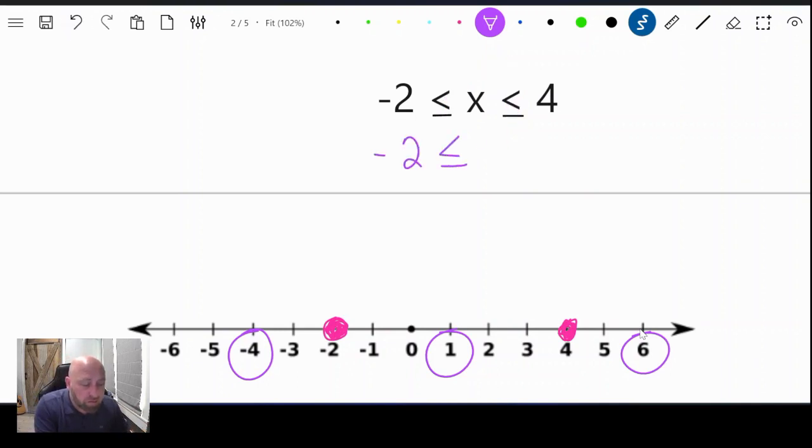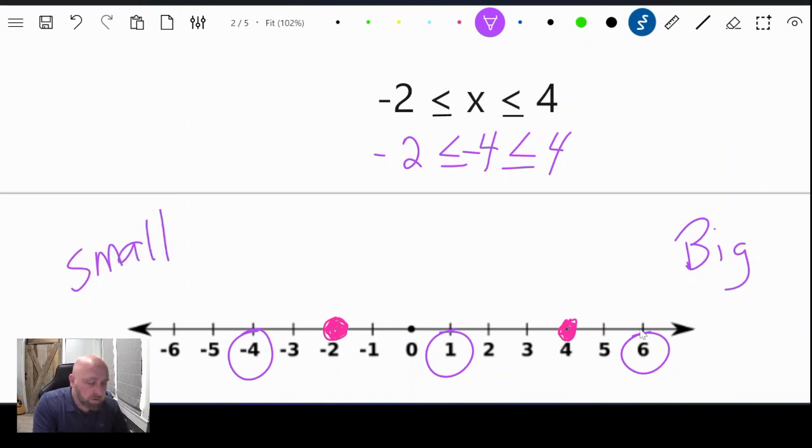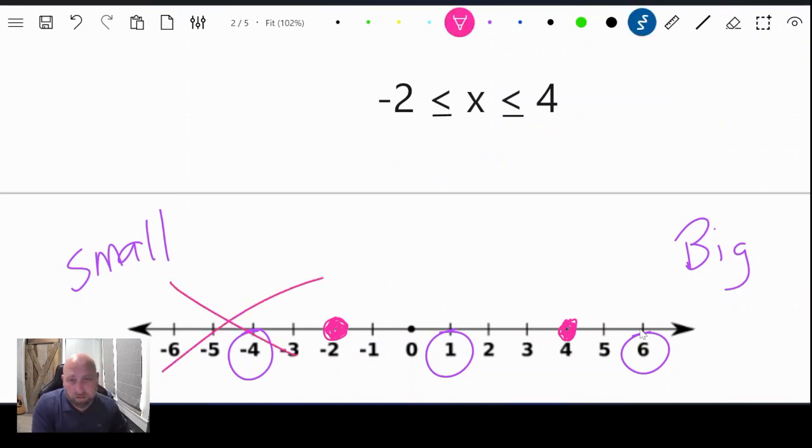-2 is less than or equal to -4 is less than or equal to 4. Read that and tell me if that's true or not. -2 is less than or equal to -4. No, -2 is greater. Remember, I said these are the bigger ones going this way, and these are the smaller ones going this way. So -2 is actually bigger than -4, so this doesn't work. In other words, you're not going to color this in over here. So this doesn't work over here on this side.